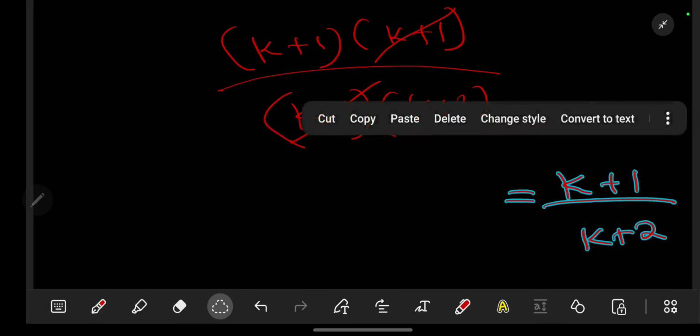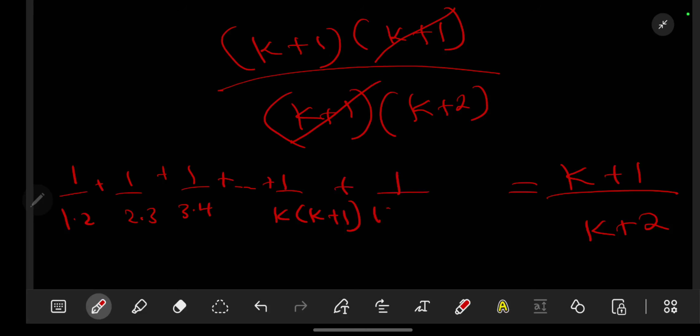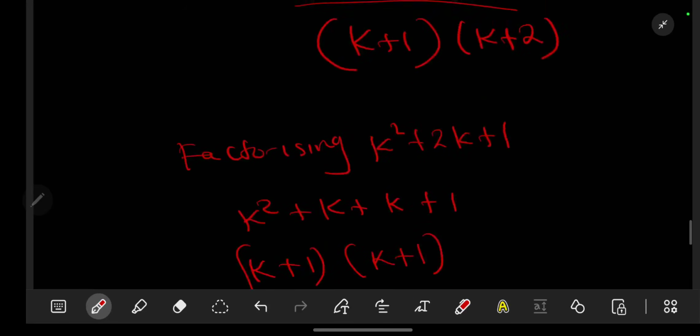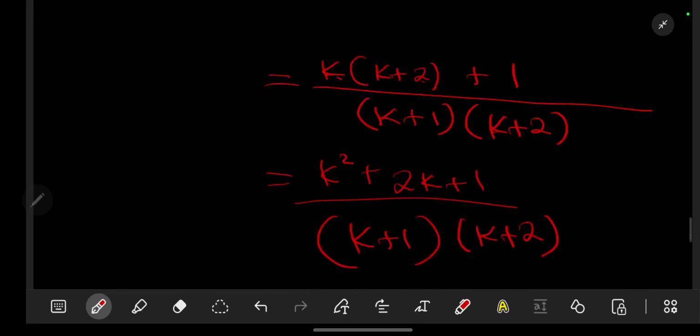So that whole equation, which was saying that we have our 1 over 1.2 plus 1 over 2.3 plus 1 over 3.4 plus dot dot dot plus our 1 over k, open brackets, k plus 1, plus our next term, which is 1 over 1 plus this and 1 plus that will be equal to this. So I've just written this equation. 1 plus 1 is 2, like that.